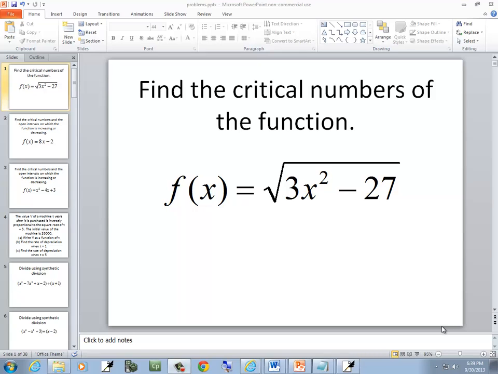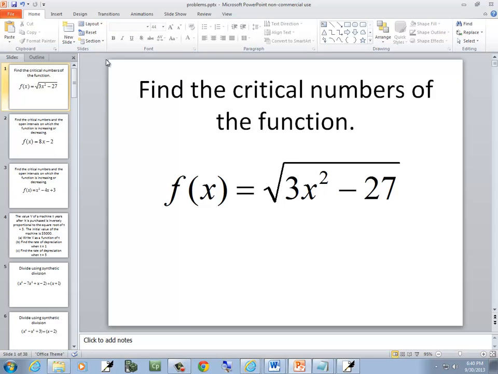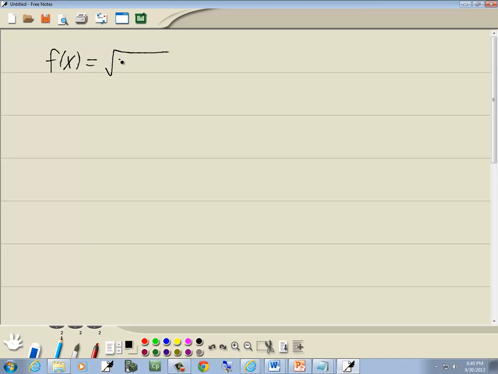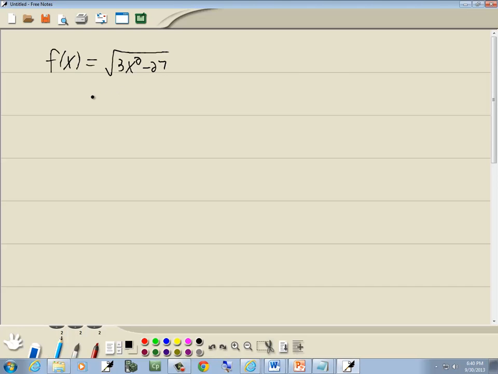In this problem, we want to find the critical numbers of the function. So we've got f of x is equal to the square root of 3x squared minus 27. Now I'm going to get rid of the radical, so I'm going to rewrite that as the 1/2 power. Remember, the square root is always whatever's inside of the 1/2 power. Now step 1. We need to find our derivative.